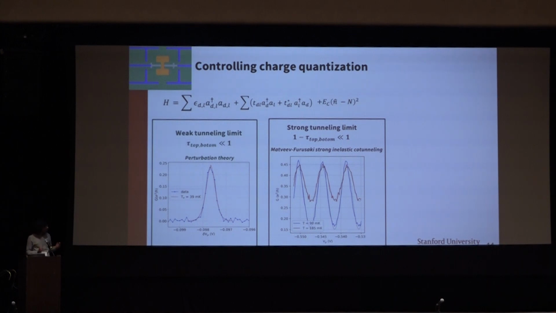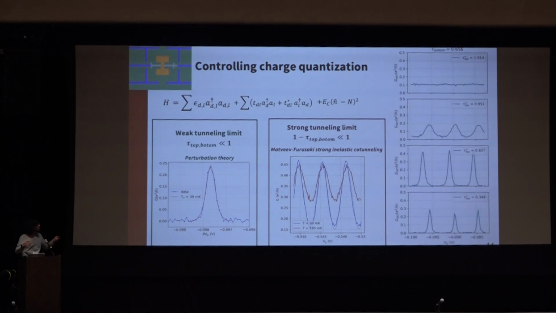But we don't need to stop there. We have full independent control of the tunnel barriers, so we can look at charge quantization at any arbitrary tunnel coupling in between these two limits. For example, here I've set the bottom transmission to be 0.6, and I'm sweeping the top transmission. In the ballistic limit, I see no charge quantization. It's completely flat as a function of the plunger gate.